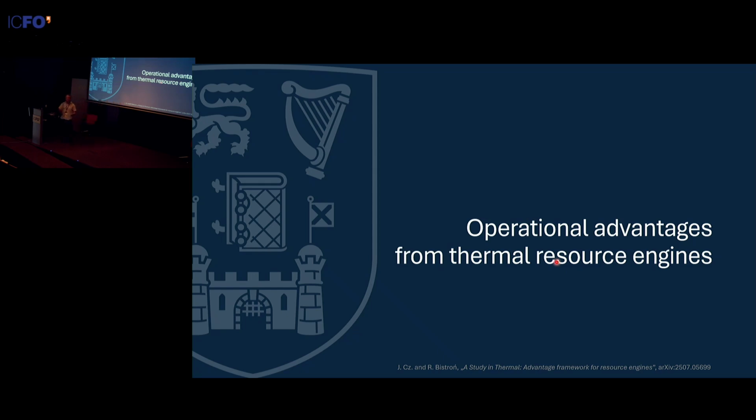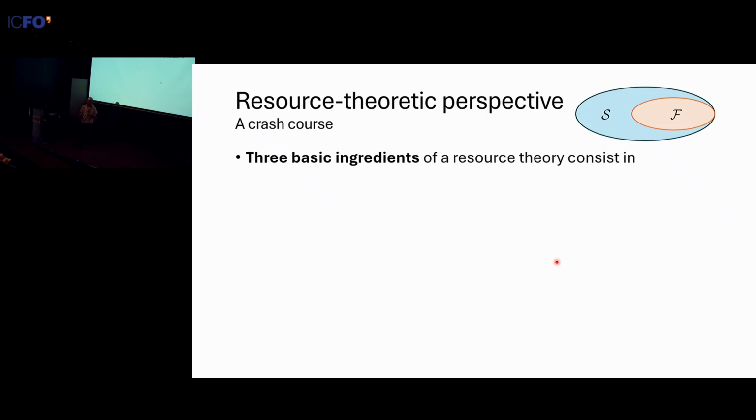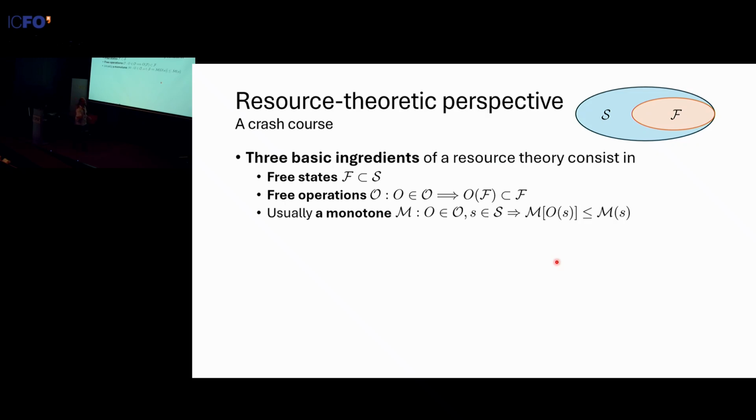And with this, Karol already mentioned a little bit on resources, while I will need to introduce you to how we think rigorously and model-agnostically about resource theories. There are three basic ingredients to any resource theory. Namely, we start with free states, which are a subset of the entire space of states. The free operations, which are defined such that the image of the free states under free operations is a subset of the free states. We are not generating any additional resources for free.